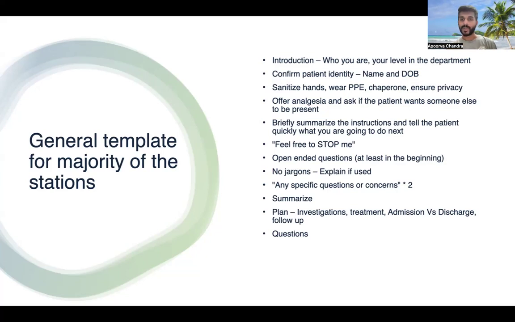Offer analgesia, see if the patient is in pain, and make sure that the patient is not uncomfortable because of the pain. Next, briefly summarize the instructions that you've been given. For example, if it's a history taking station, tell the patient that I'm going to ask a few more questions. Are you okay with it? Or if it's an examination station, just briefly explain, I'm going to do this, this, this. Are you okay with it? And whenever you explain this, also add a line saying that at any point, if you feel uncomfortable, just tell me, don't hesitate to tell me to stop, and I'll stop at that point, right?